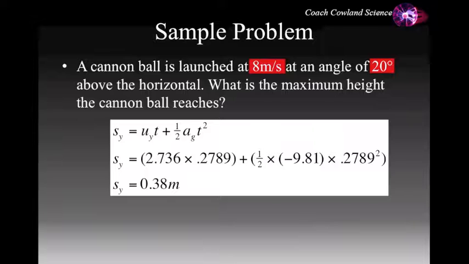Now I can substitute time into s = ut + 1/2 at². This will give me a vertical component of displacement of 0.38 meters.